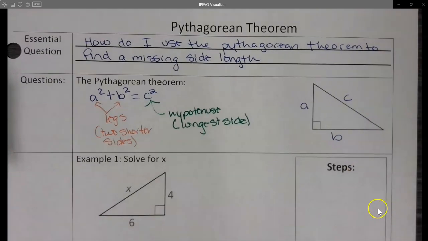Where'd it go? I can see it on my screen.